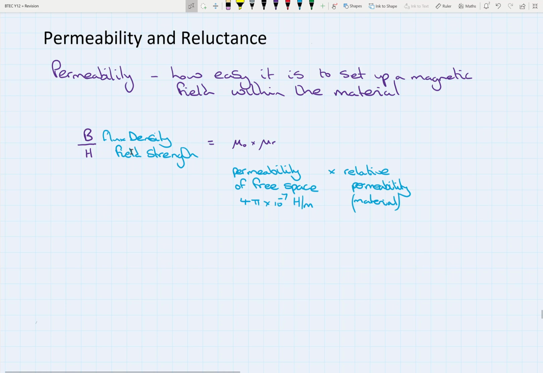Just expanding that out, we've got the permeability of free space, 4 pi times 10 to the minus 7, and then we've got the relative permittivity of the material. Those multiplied together is equal to the ratio of flux density divided by field strength.